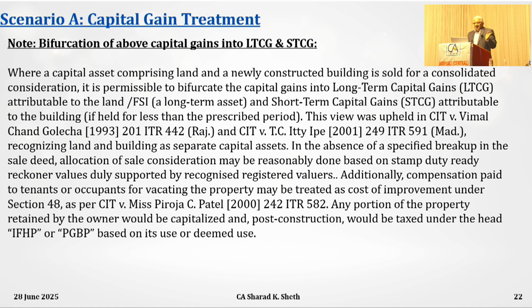There are two different assets, and some support we can take from one or two judgments where a capital asset comprising land and a newly constructed building is sold for consolidated consideration. It is permissible to bifurcate the capital gain into long-term capital gain attributable to the land or FSI and short-term capital gain attributable to the building. This view was upheld in CIT versus Vimal. Of course, this was not a society case. It was an individual case, just as I narrated the story of two brothers who came and then constructed. At that time they claimed this and they could succeed also.